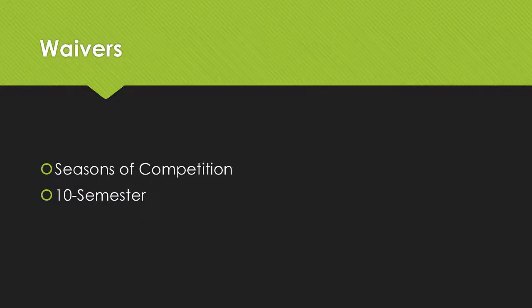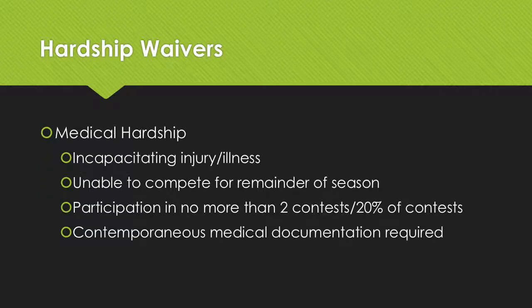Beyond the exceptions to the rules for seasons of competition and the 10-semester limit, there are waivers that can be used in certain cases. For seasons of competition, the most common waiver is the medical hardship. To qualify for a medical hardship waiver, a student athlete must suffer an incapacitating injury or illness that renders her unable to compete for the remainder of the season.